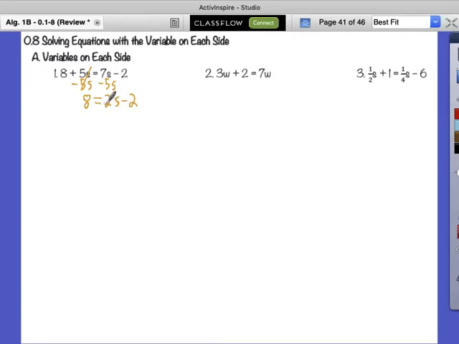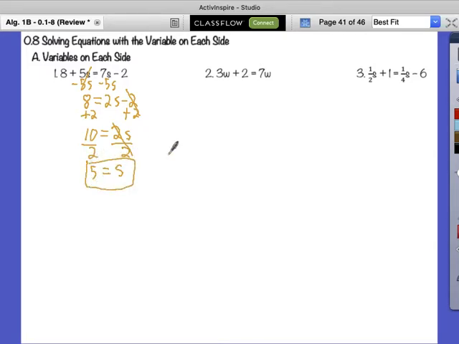Now what do we do? We add 2, to get rid of the subtraction of 2. What's 8 plus 2? 10. Same sign, add and keep the sign. Equals 2s. Negative 2 plus 2 is 0, so we don't need it. What do we do now? Divide by 2. What's 10 divided by 2? 5. 5 equals s. Those 2's divide out, so 5 equals s.